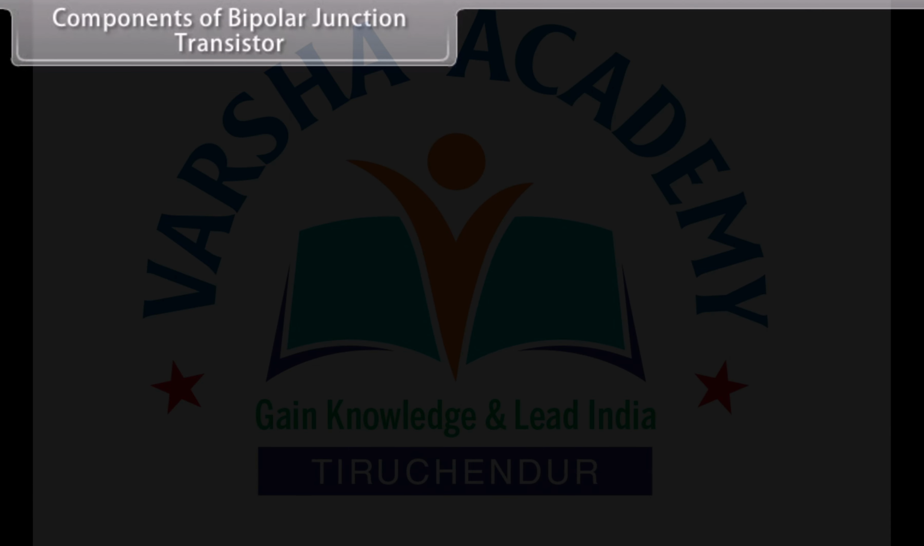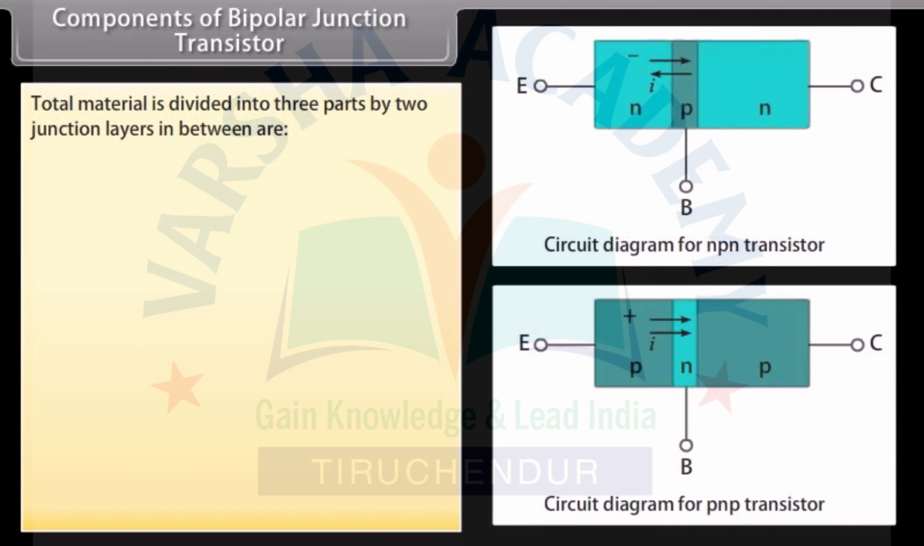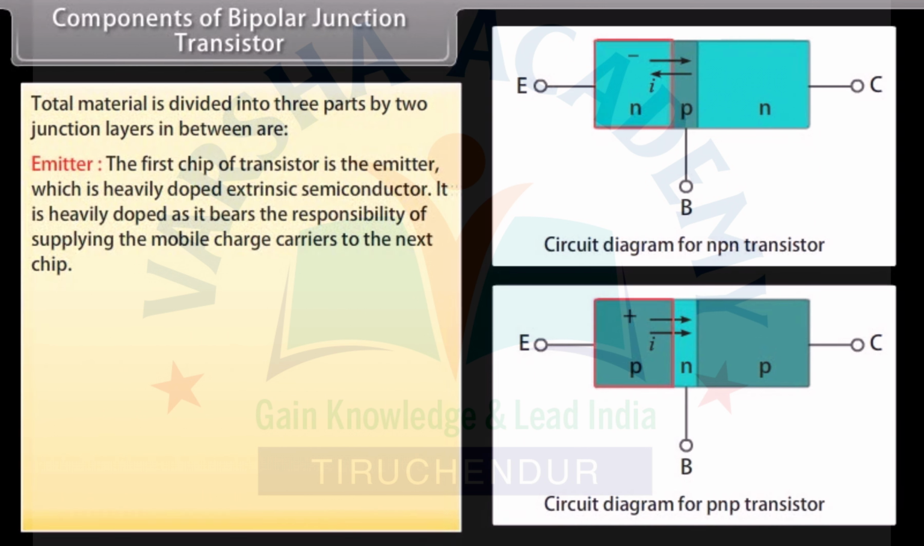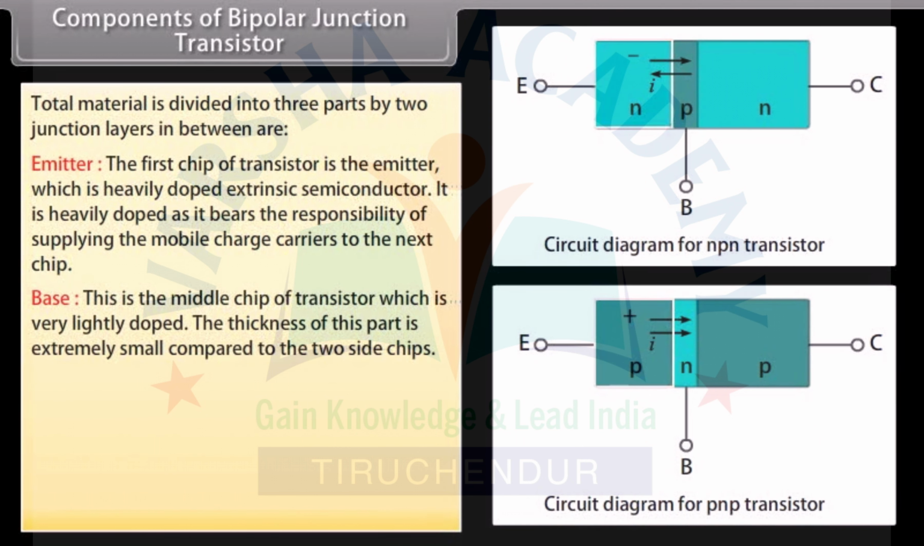Components of a bipolar junction transistor. Total material is divided into three parts by two junction layers in between: emitter, base, and collector. The first chip of the transistor is the emitter, which is a heavily doped extrinsic semiconductor. It is heavily doped as it bears the responsibility of supplying the mobile charge carriers to the next chip. Base. This is the middle chip of the transistor, which is very lightly doped. The thickness of this part is extremely small compared to the two side chips.